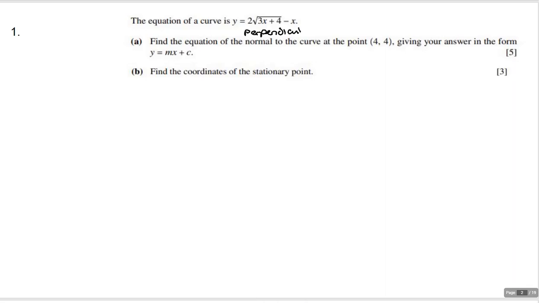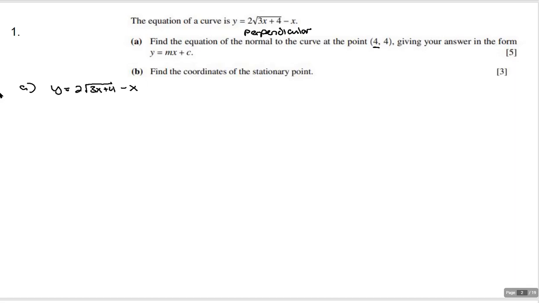And this is a really good clue that what we're talking about is a derivative. Derivatives are used to find slopes. And so basically, we need to find the slope at this point. The first step is going to be to find this derivative. So let's go ahead and try that. I'm going to write this equation again: y equals 2 square root of 3x plus 4, minus x.